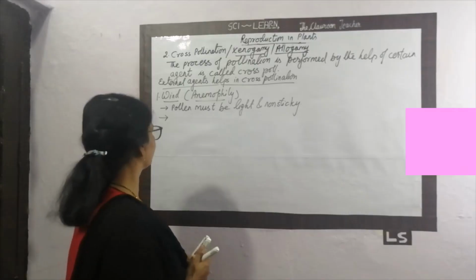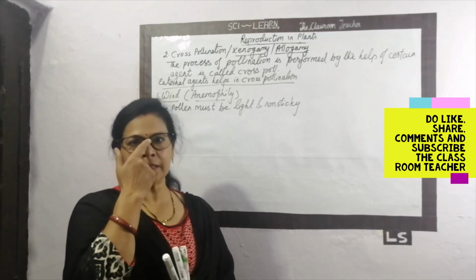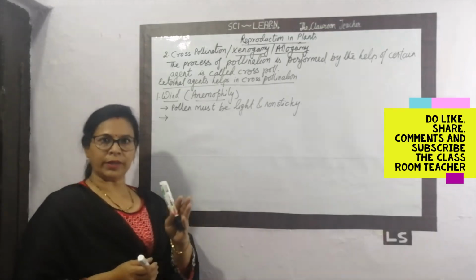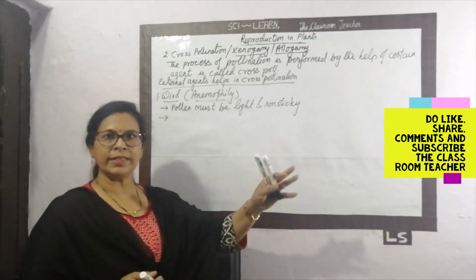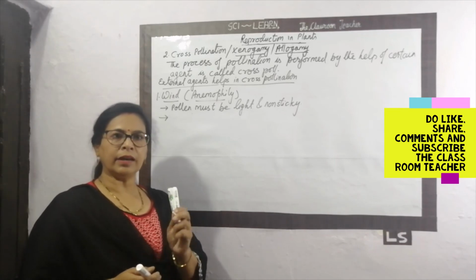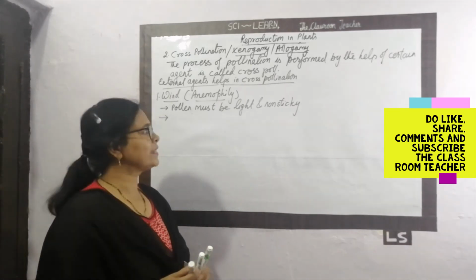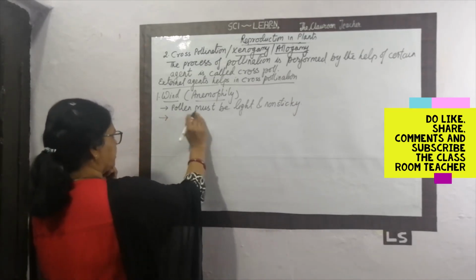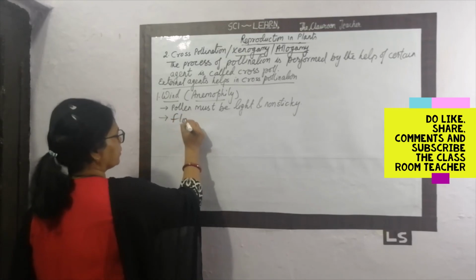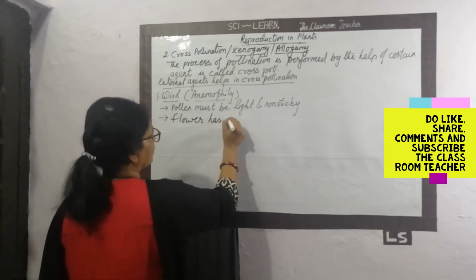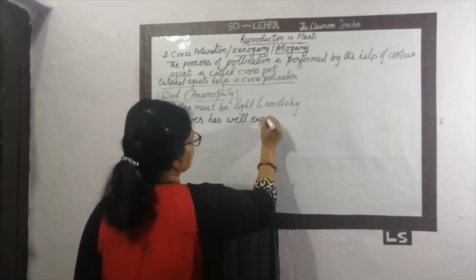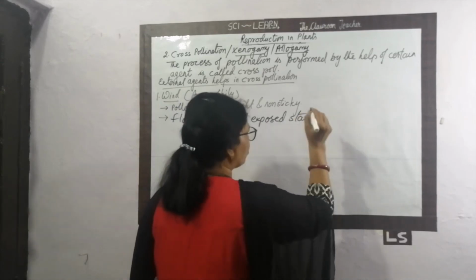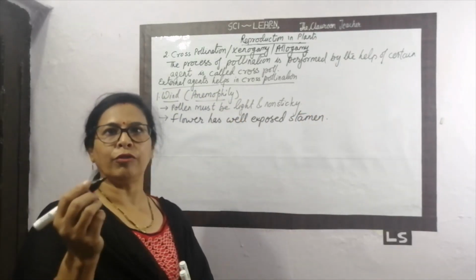Now, what is the second peculiarity present in the pollen? In this type of plant, the pollen is light and non-sticky. It contains a well-exposed stamen. The stamen must be well exposed. The flower has a well-exposed stamen, the male part of the plant. If it is well exposed, then only can the air carry the pollen from that part.